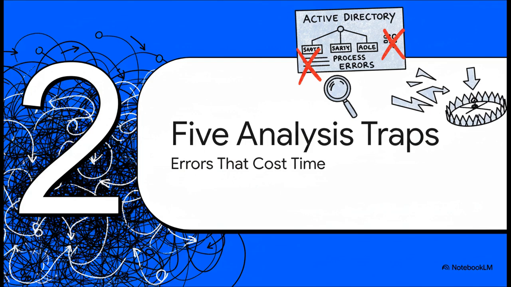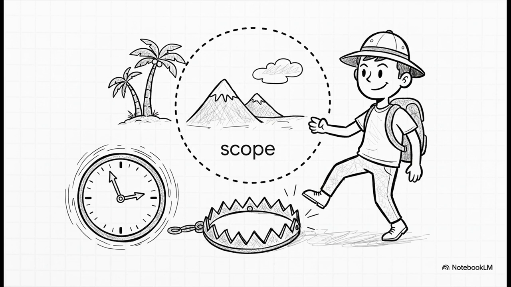We're going to talk about 5 super common analysis traps. These are the little process errors that will completely sabotage any chance you have of building a clean map. This is hands down the most expensive mistake you can make. Not in dollars, but in wasted time.